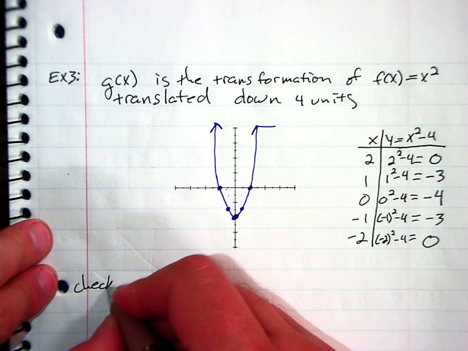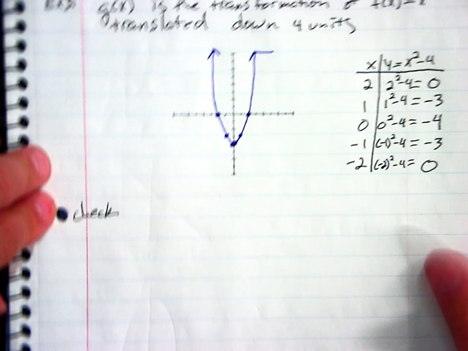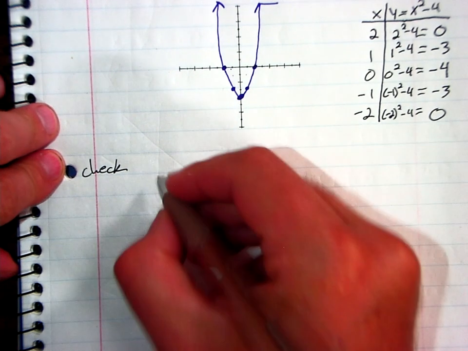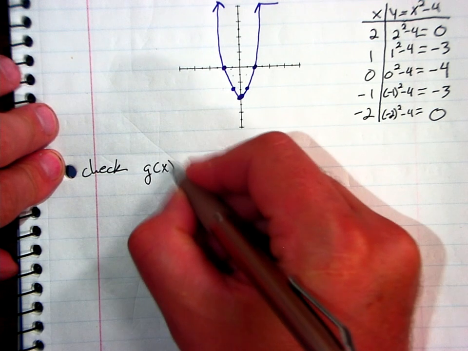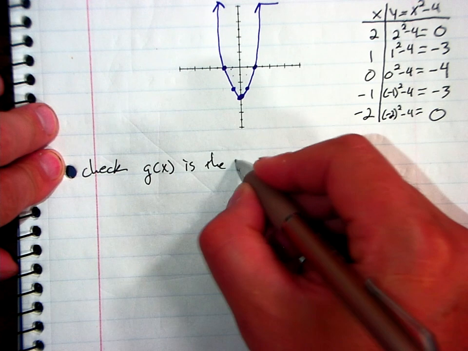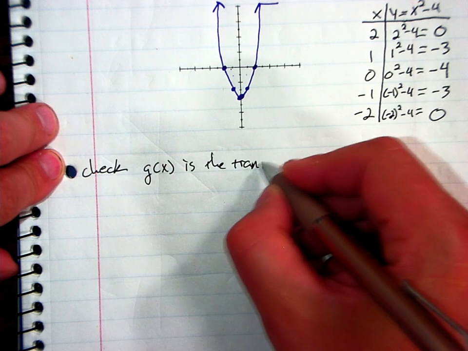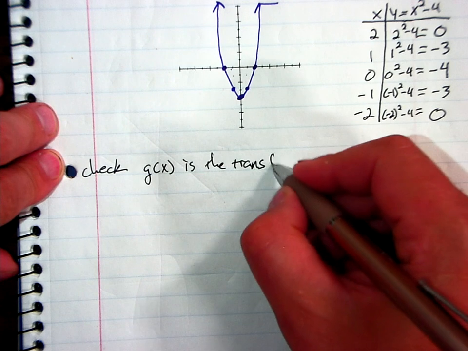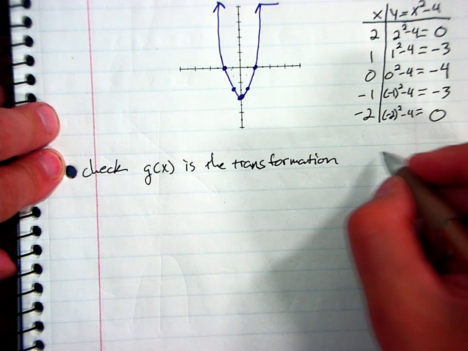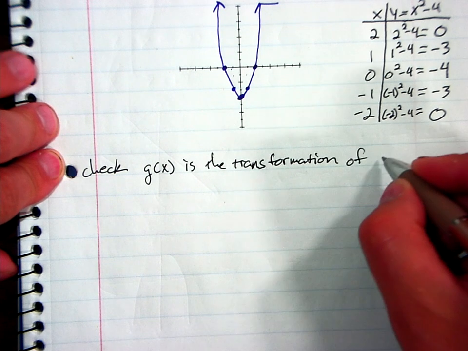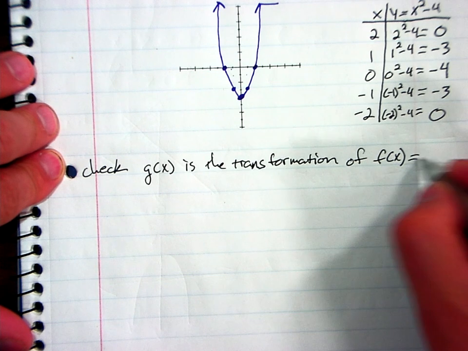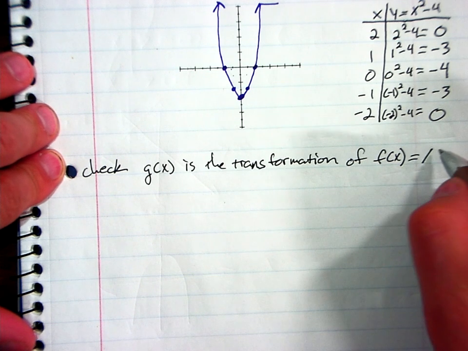All right, this is a check, which means you're going to try this one on your own and then compare it to your neighbors. g of x is the transformation of f of x equals the absolute value of x.